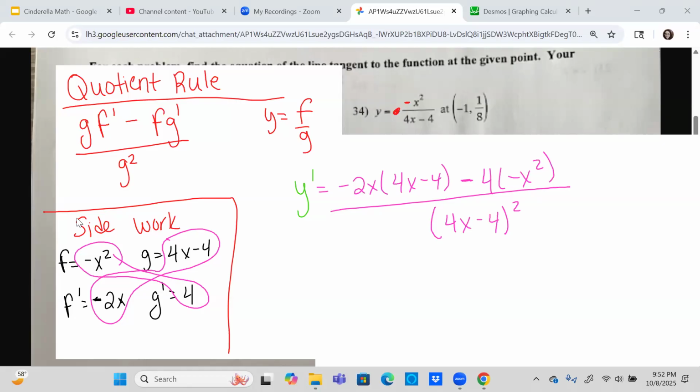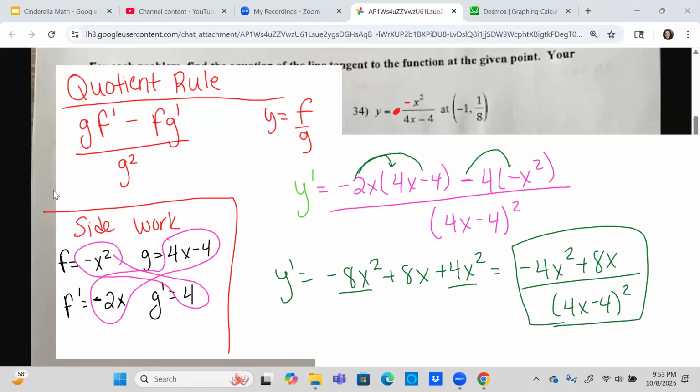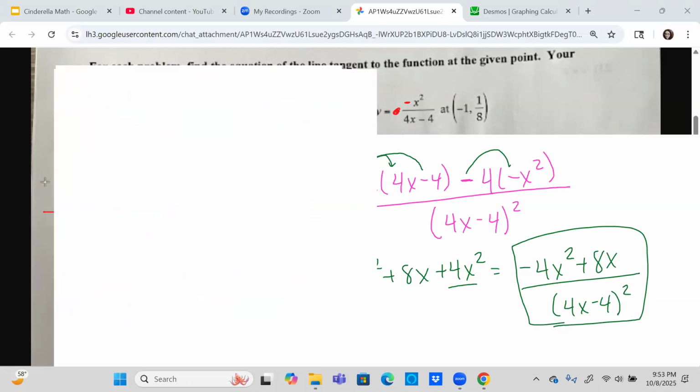Okay, let's just fix this. Distributing would be negative 8x squared, positive 8x, positive 4x squared. That's just the top. Combining like terms, we're looking at negative 4x squared plus 8x all over the bottom there. That's the derivative, I hope. Pause me because I'm about to erase. Okay. Let's now get the slope.